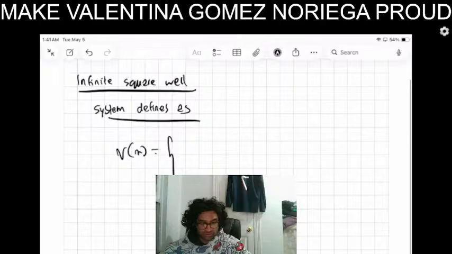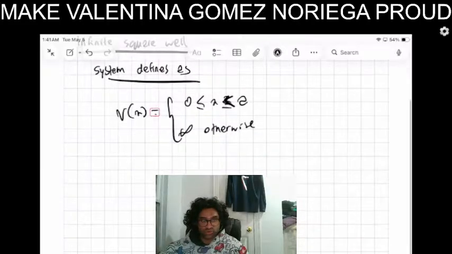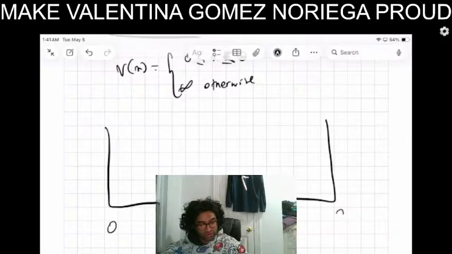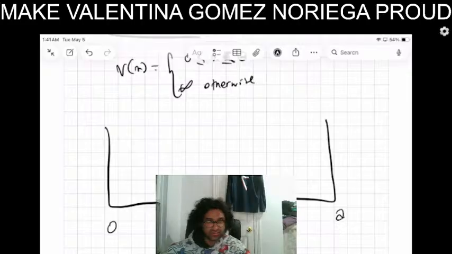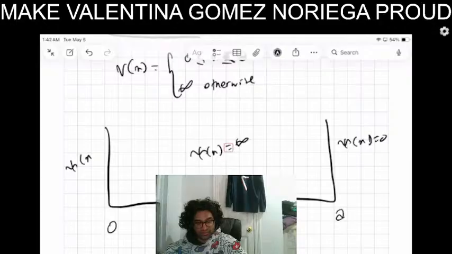V of x is equal to 0 for 0 less than or equal to x less than or equal to a, and infinite otherwise. If I were to draw the well, I'm going to have this: 0, a. The potential inside the well is 0. The potential outside the well is infinite. So which means my psi of x here is infinite, and my psi of x here is 0, respectively.